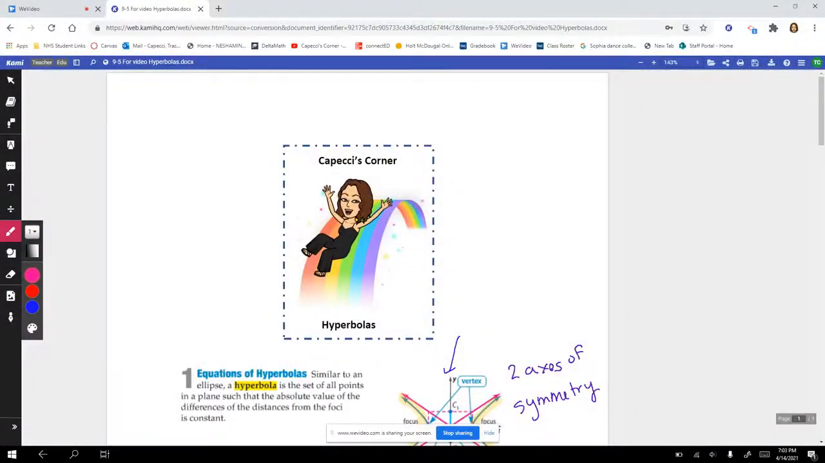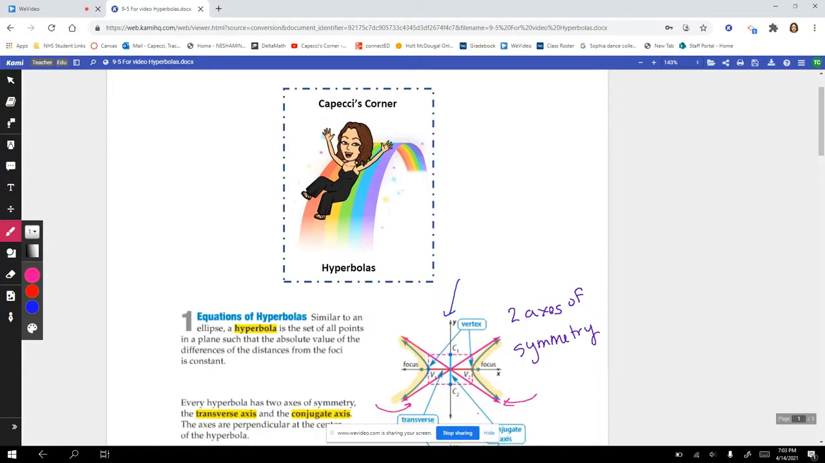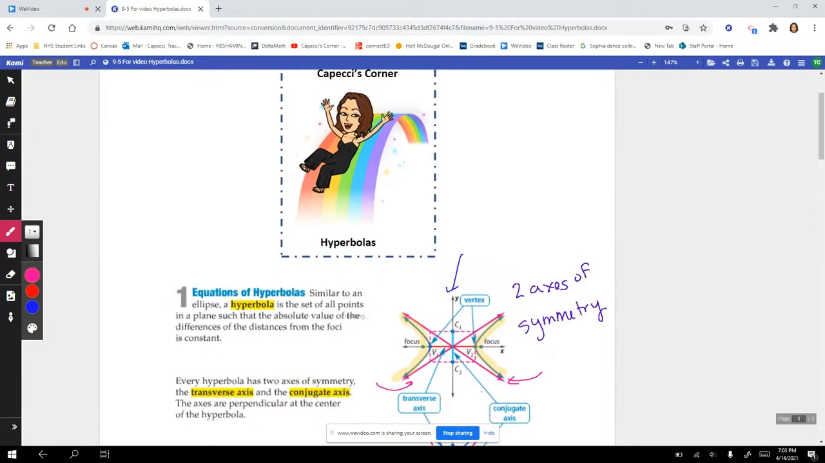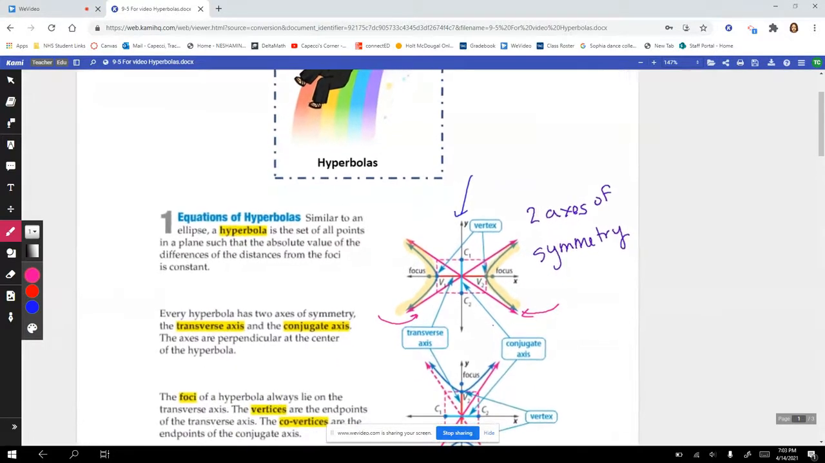Today on Confetti's Corner, we're going to look at hyperbolas. Now, some of the different parts of hyperbolas are the same and similar and use similar vocabulary as we've had in other shapes, and some of it's different. So let's take a look.